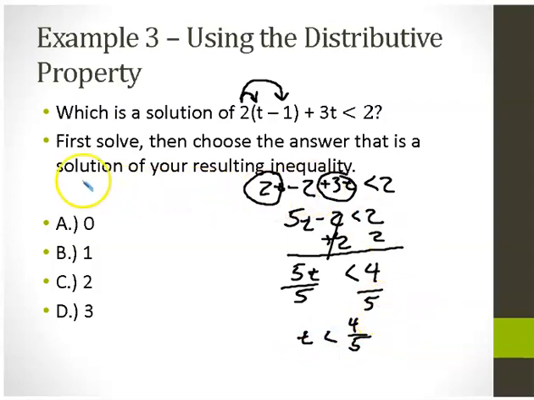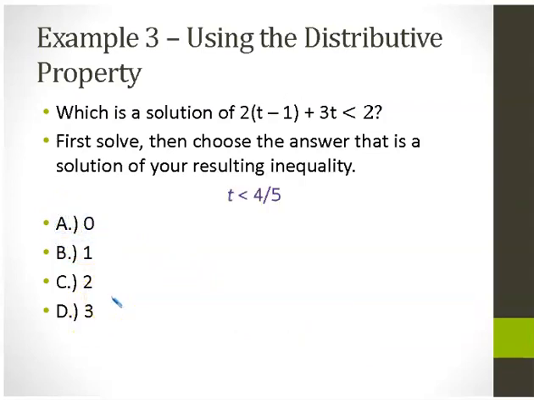4/5. So which one of these answers should I select? I'm looking for something less than 4/5. Well, this is less than 1 already. So I think my answer is going to have to be A. Let's find out. Yeah. And so A is my correct answer, right? It is less than 4/5.